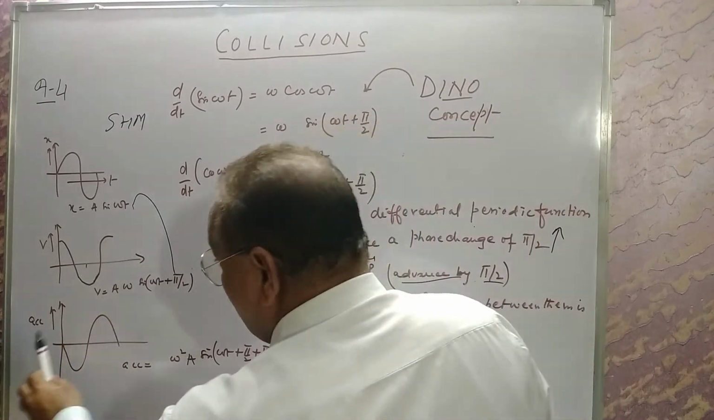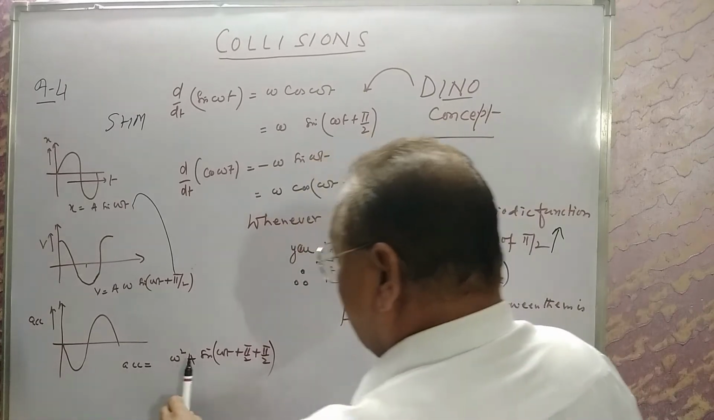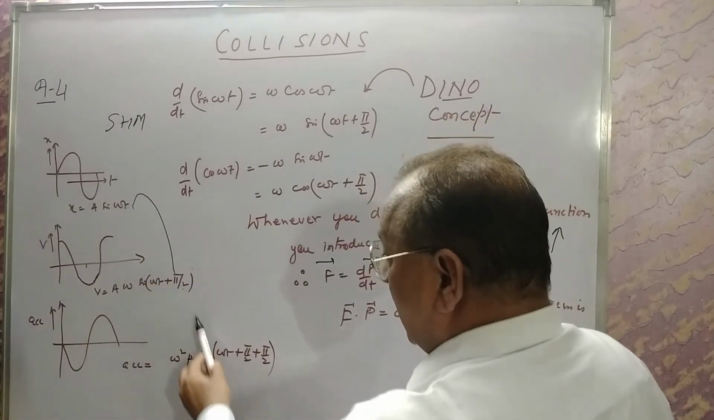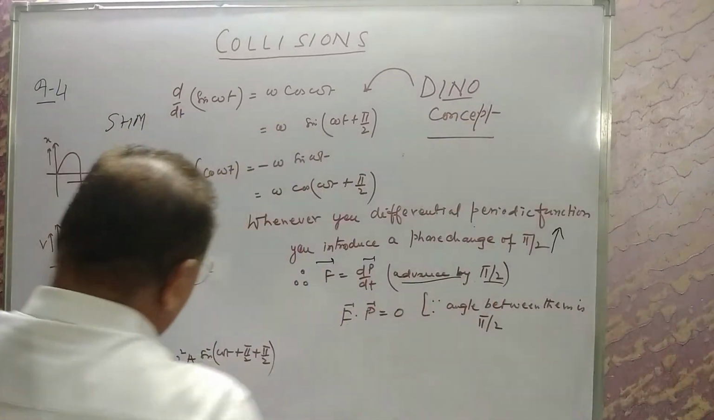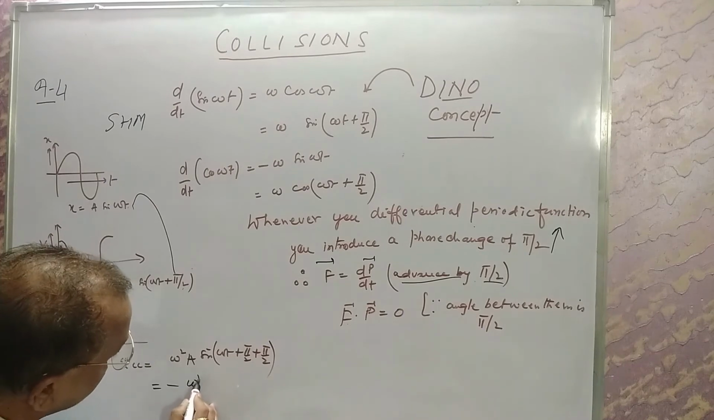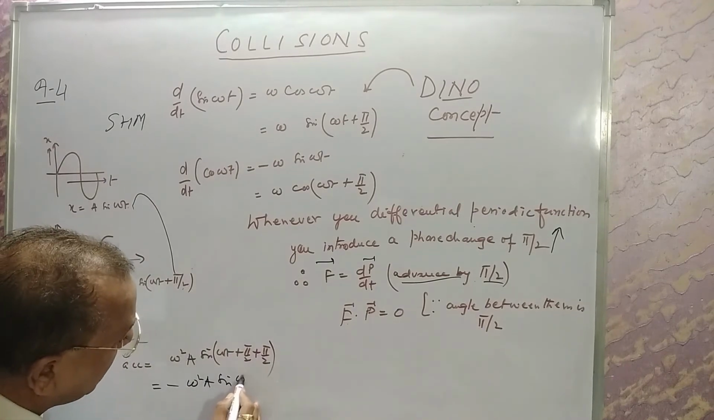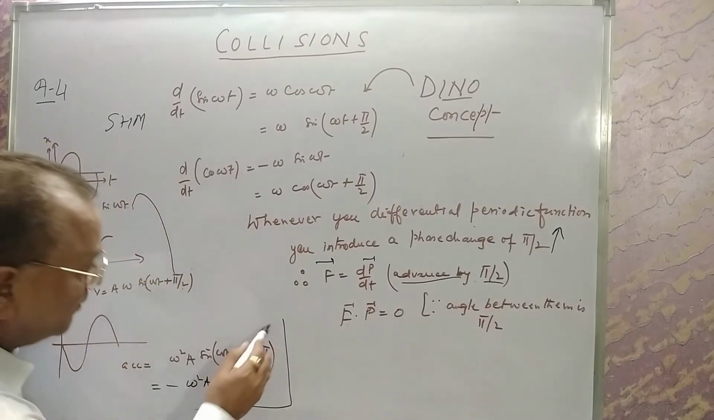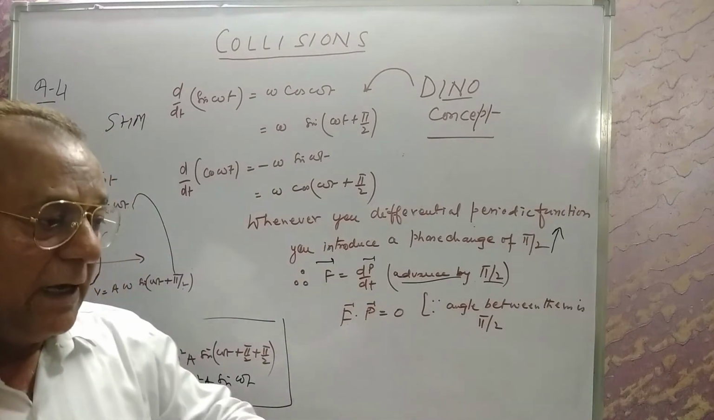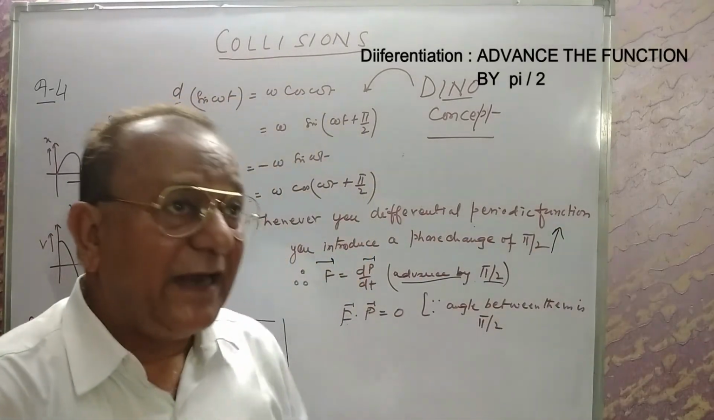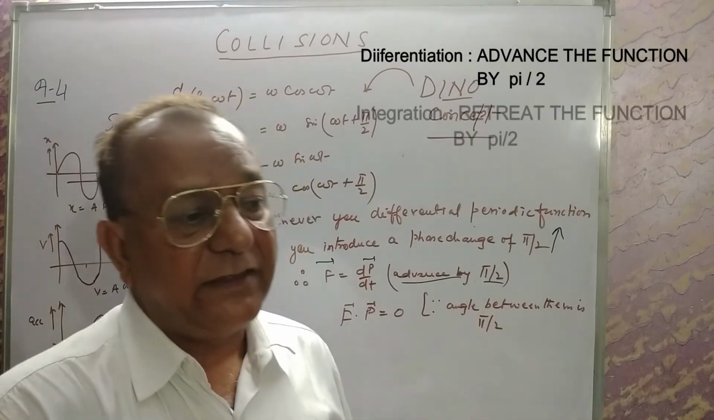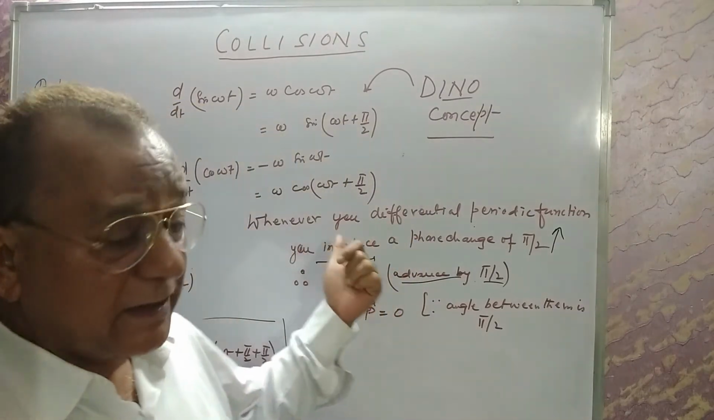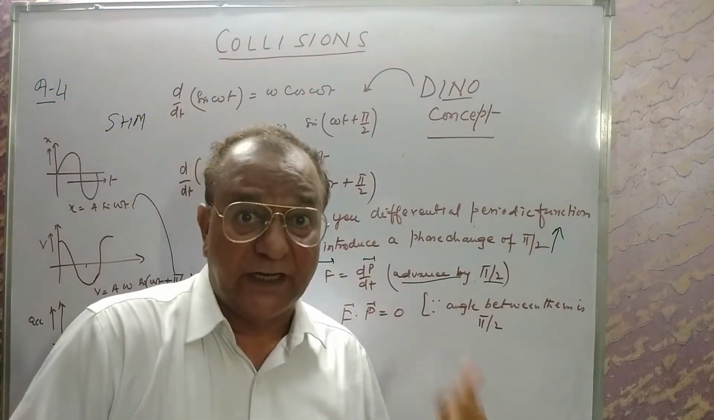Again, you differentiate velocity to get acceleration. How do you do it? Acceleration is equal to omega square a sin of omega t plus pi by 2, plus a further pi by 2. So that gives you minus omega square a sin omega t, because omega t plus pi gives you minus sin. So this is a very important concept. Differentiation means advance the function by pi by 2. Similarly, the other way around, integration means you decrease the phase by pi by 2. This is a very important concept in maths and many times it is used in physics also.